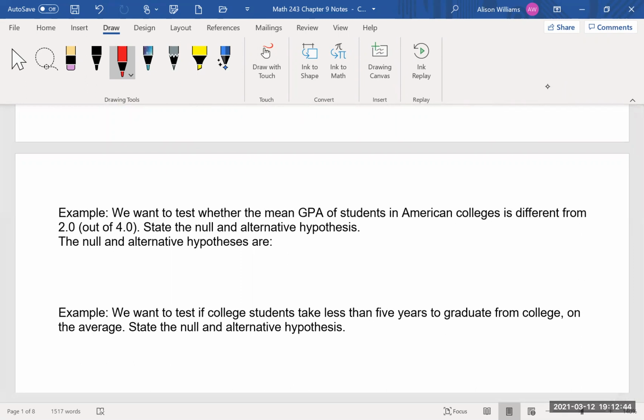We want to test whether the mean GPA of students in American colleges is different from 2.0, and this is out of 4.0. So let's state the null and alternative hypotheses. So the null hypothesis is always equal. And in this case, they're talking about a mean. So I'm going to use mu because we're talking about the population parameter. And the claim is that it's different from 2.0. So the null hypothesis is going to assume it equals 2.0. And the alternative is going to then be that it's different or not equal to 2.0. So being different, we typically think of that as not equal.